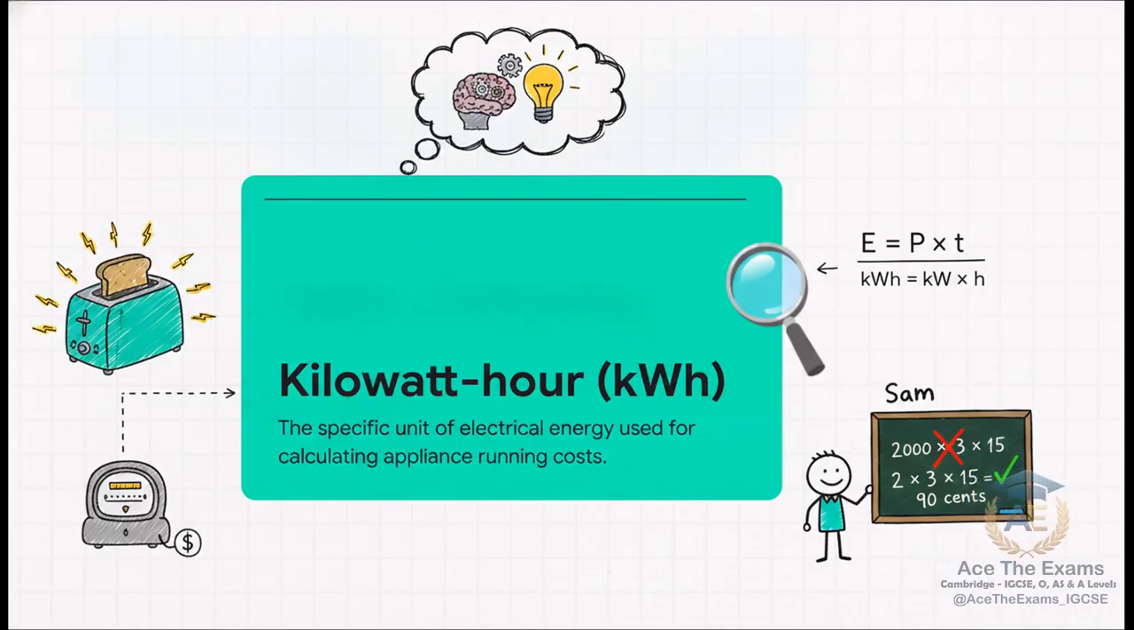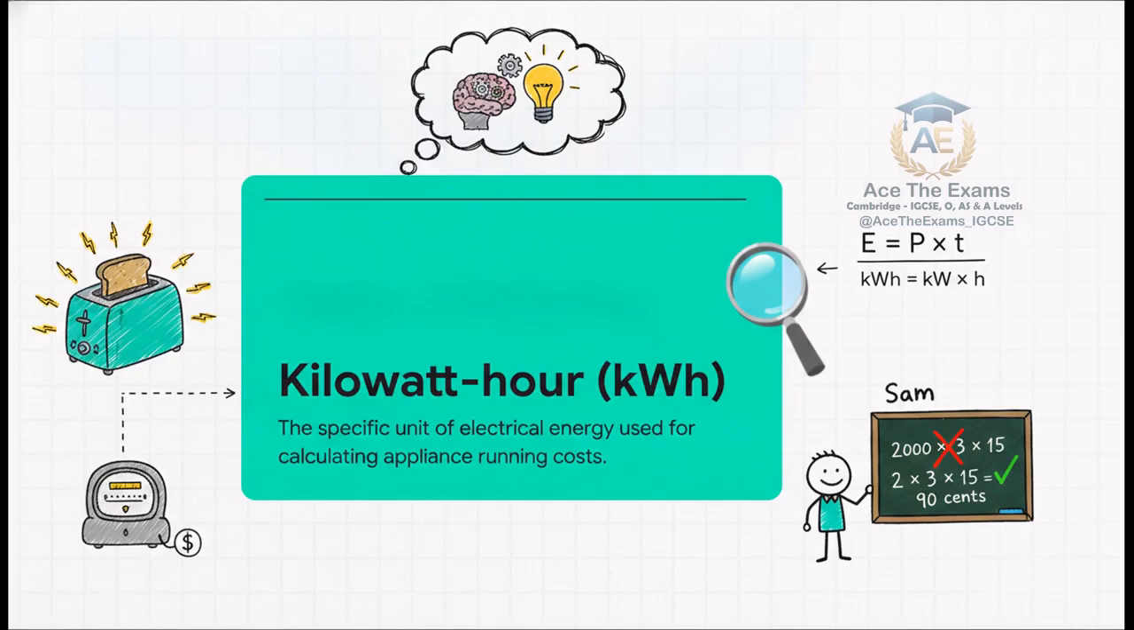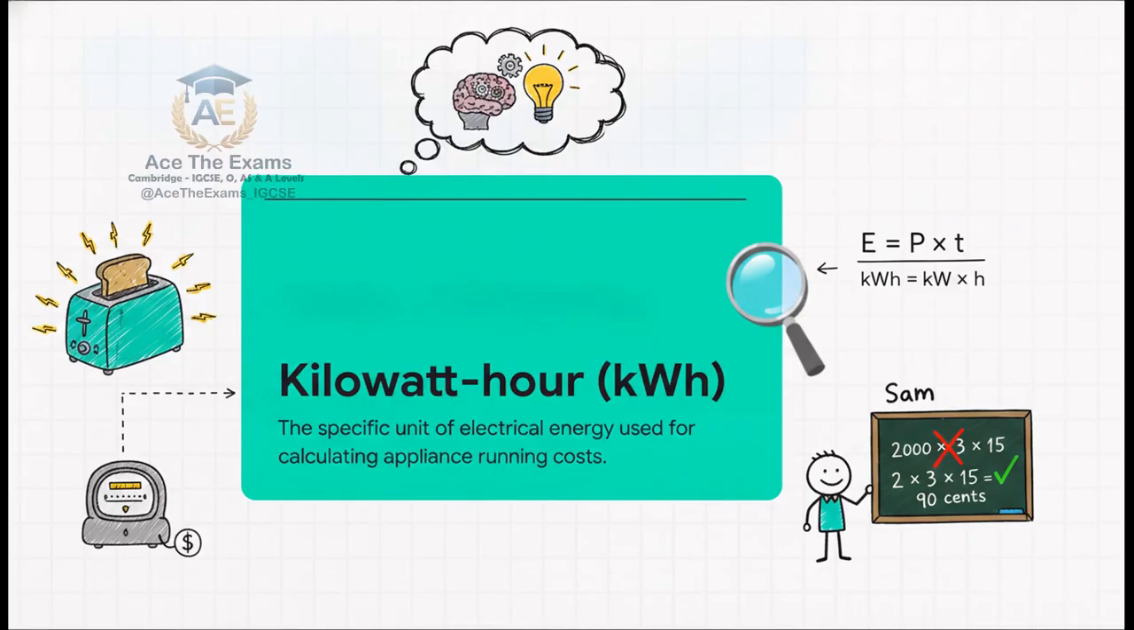Sam was faced with this question. Calculate the cost of running a 2,000-watt heater for 3 hours given a rate of 15 cents per kilowatt hour. Sam, being our speed demon, rushes it. Sam grabs their calculator, takes 2,000, multiplies it by 3 to get 6,000, and then just multiplies that by 15. The examiner's red pen immediately strikes it out.